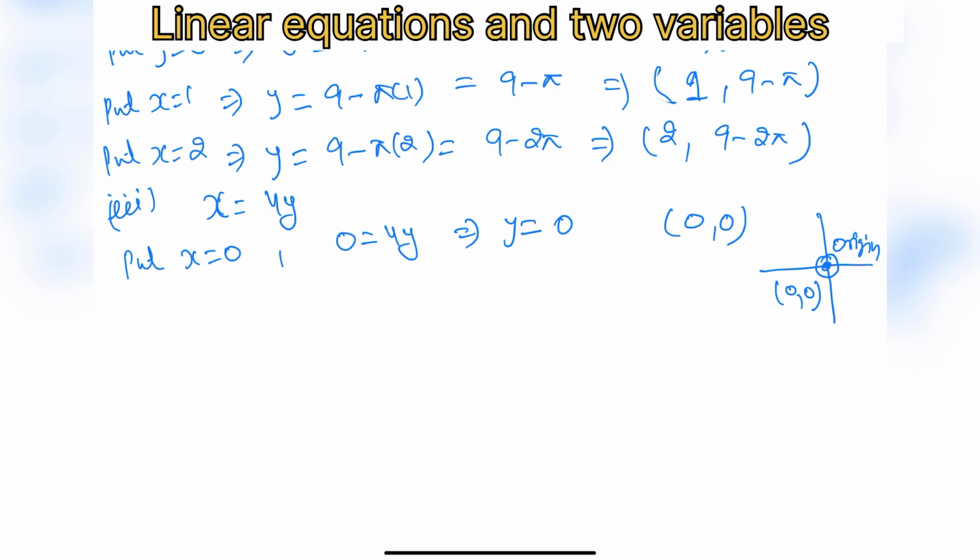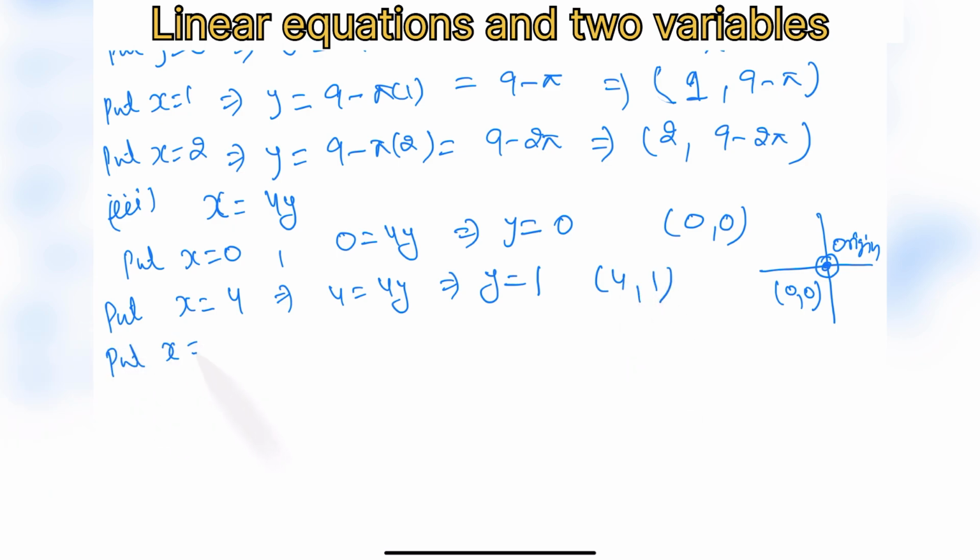So in this case we need not put y as 0, because again we will get 0, 0, so that will be a repeated solution. Now put x is equal to 4. So we get 4 is equal to 4y. It means y is equal to 1. So our solution becomes (4, 1).